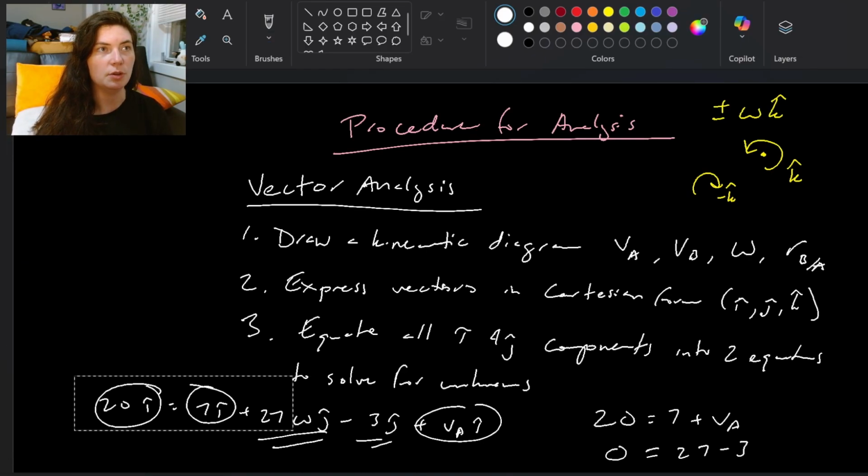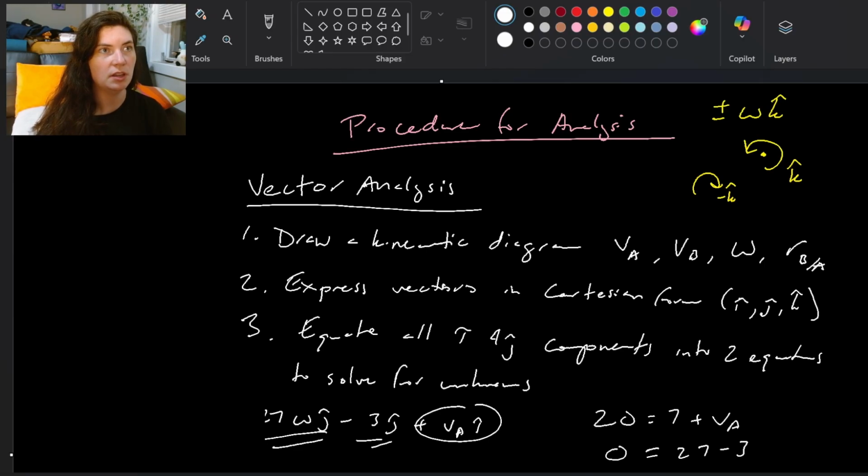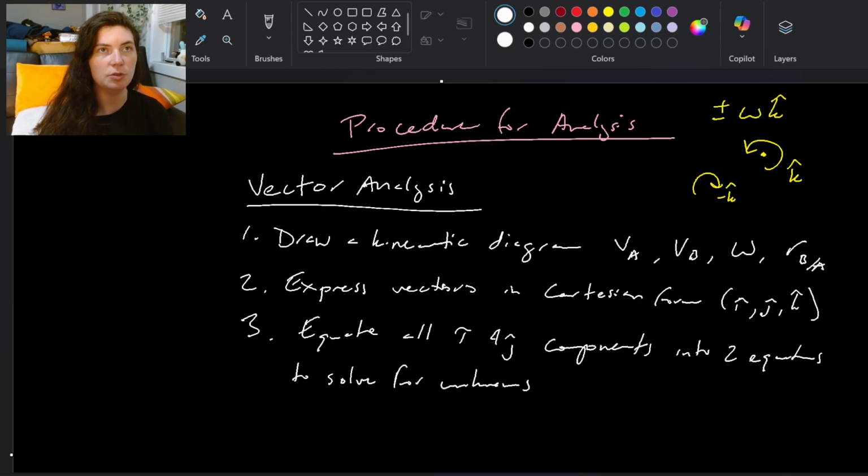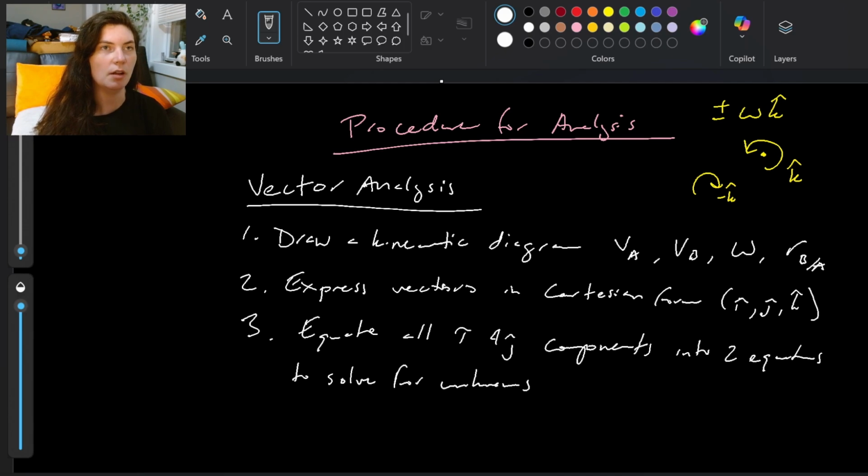And then you've got two equations. Generally, you have two unknowns. If you've got one unknown, you really only need one equation. But you're separating them out into those i and j components, so you've got two equations and you can solve for two unknowns. In these problems, you're typically given two of these four variables, and then you have to find the other two. Sometimes you only have to find one, but generally this is what these problems are asking for.